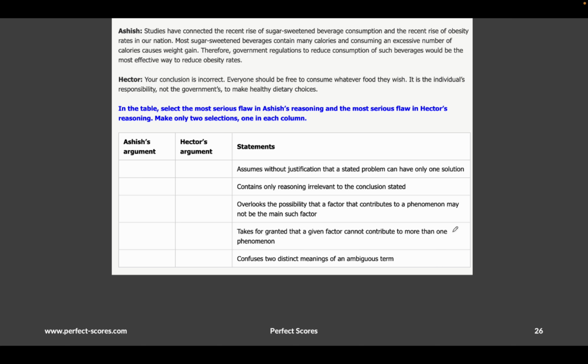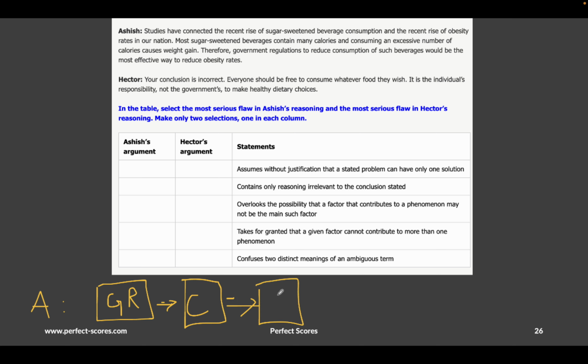So the argument here is that government regulations should reduce the consumption of those beverages, which would actually result in reduced obesity rates. So what Ashish is saying, I'm just going to mark him with an A, is that government regulations should result in lower consumption of these beverages, which should actually result in lower obesity. So that's exactly what his argument is.